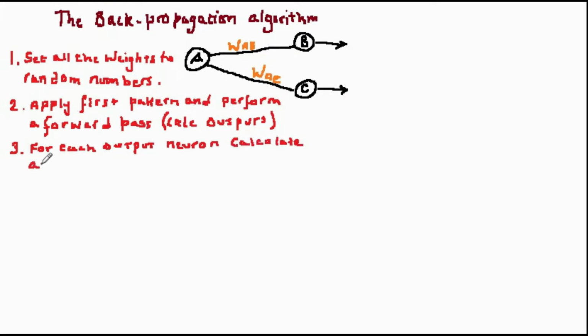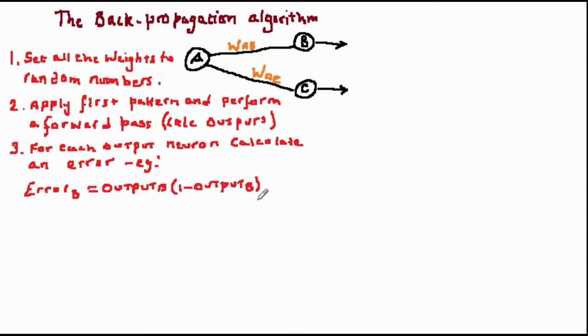The first part of this formula, output B times 1 minus output B, corresponds to the derivative of the sigmoid function, and this changes if we use other different types of activation or squashing functions. For example, for a simple threshold unit, it's only target minus output that's required.